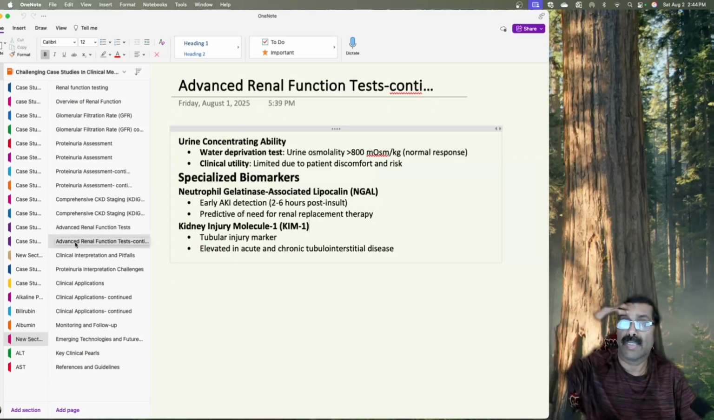Urine concentrating ability. Water deprivation test. If urine osmolality goes above 800 milliosmoles per kg, it is a normal response. Clinical utility is limited due to patient discomfort and risk. Specialized biomarkers. Neutrophil gelatinase associated lipocalin, abbreviated as NGAL, facilitates early AKI detection, usually within 2 to 6 hours post-insult, predictive of need for renal replacement therapy.